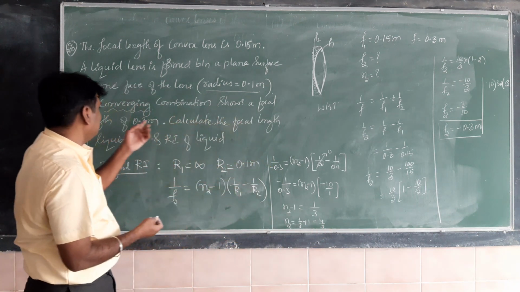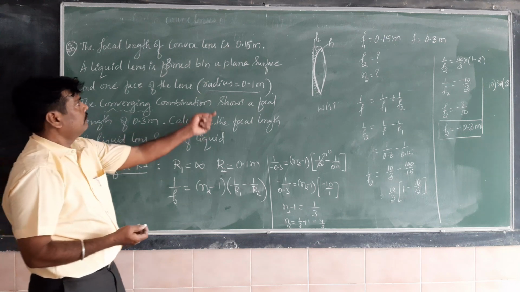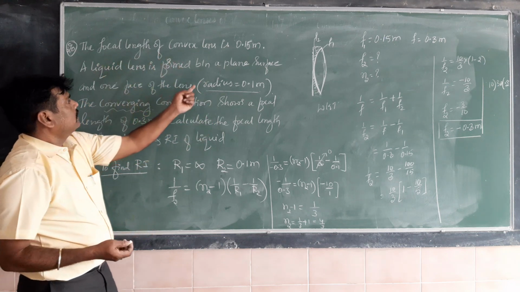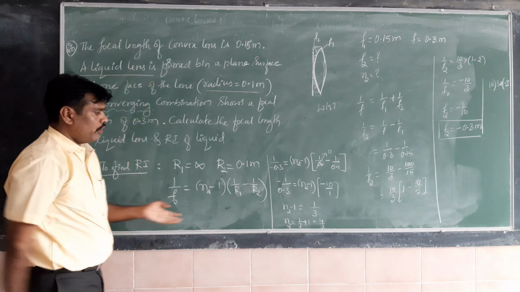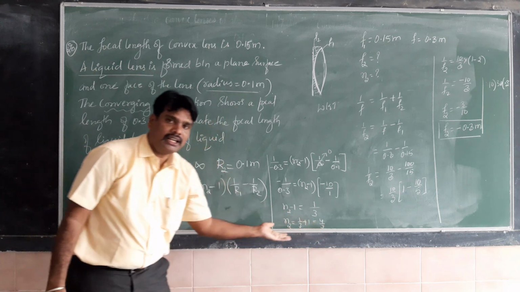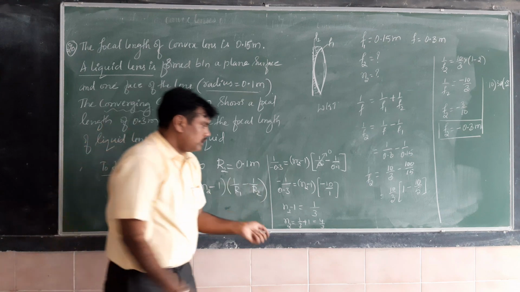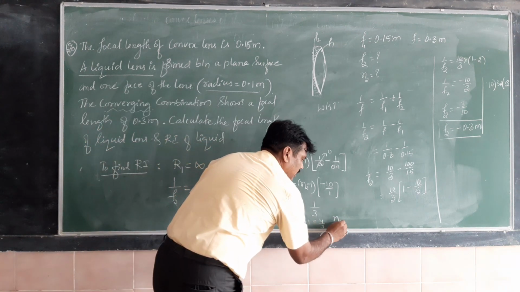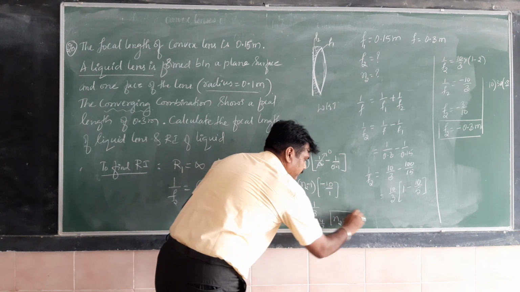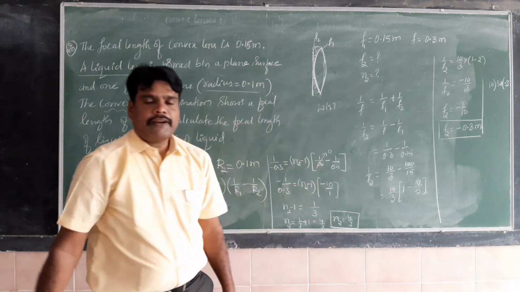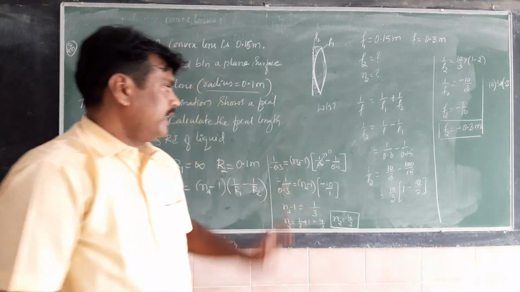They have not given water, they have just given a liquid. See here, a liquid lens is formed. According to that data, it clearly says that the liquid is water. So the refractive index of the liquid N2 is equal to 4 by 3. Don't write a unit for this one. So the refractive index of the liquid is 4 by 3.